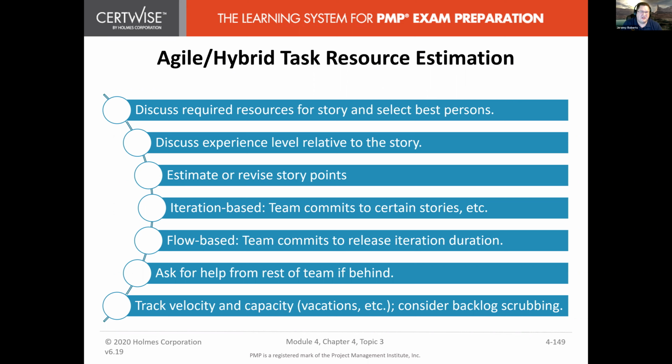So you have to discuss the required resources for the story and select the best person available for it. Remember, agile and hybrid is fast. Let's say 2 weeks is an average iteration. Is the person good enough to perform what's needed within 2 weeks and complete whatever that story is, or contribute to that story and have it done in 2 weeks? If they're not, you might want to look for another, better person.